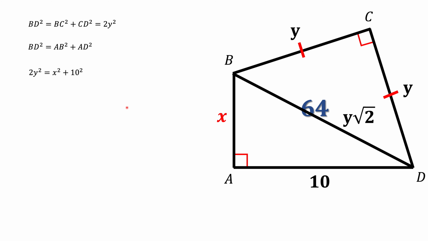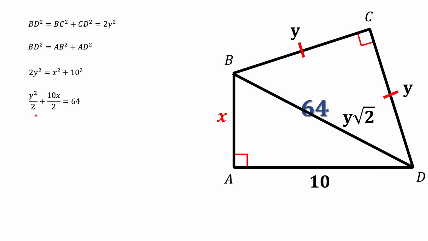And to do that, we'll use the fact that we haven't used yet, and that is the area of the quadrilateral. The area of this quadrilateral equals the sum of the areas of these two triangles. And that gives us the second equation that relates Y and X.